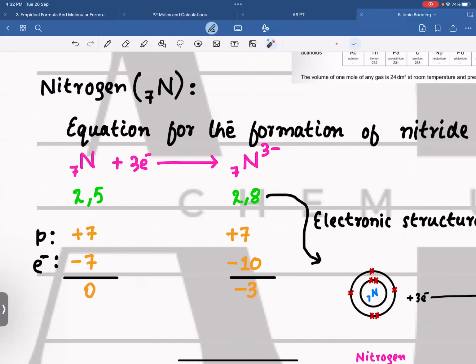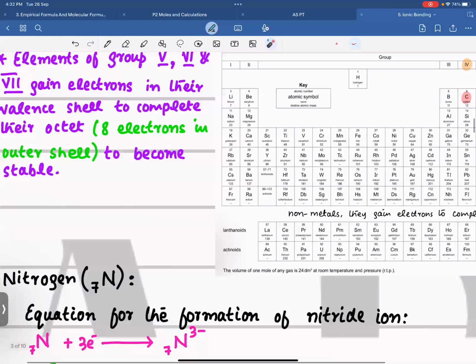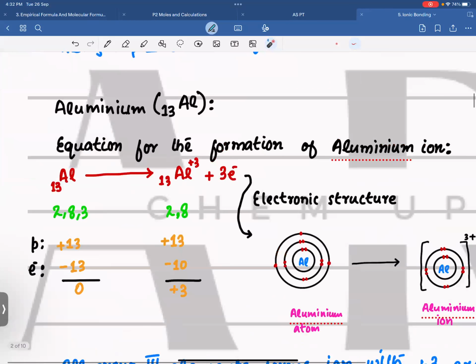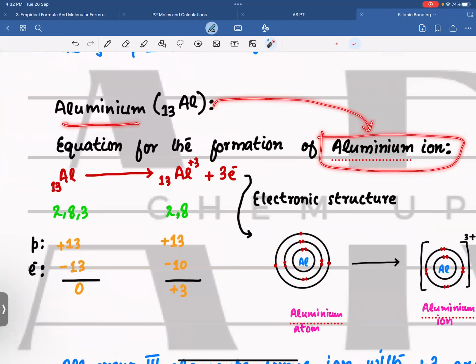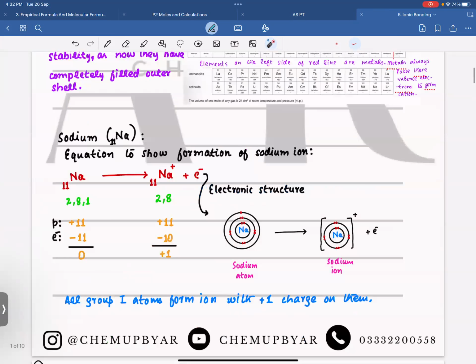Now there is one thing you may have noticed. When we are talking about cations, the element is aluminium, and when it forms a cation, we call it aluminium ion. The element is calcium, and when it forms a cation, we call it calcium ion. The element is sodium, and when it forms a cation, we call it sodium ion. For cations, there is no change in the name of the element, but we just put ion after the name.